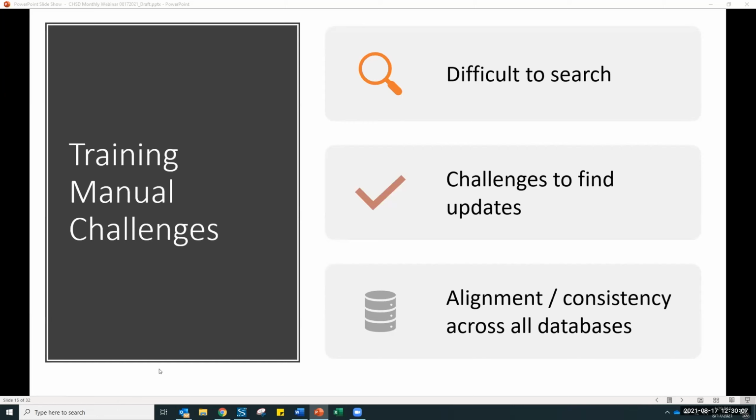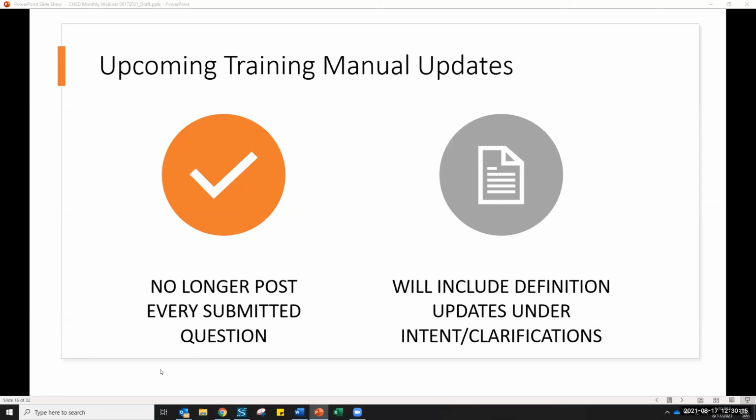We know that now is the time to look at what we can do to make the training manual work better for everybody. Next slide. We're no longer going to post every submitted question. The questions are often very detailed and specific to your center or to a specific patient, and that's not necessarily helpful to everyone at all centers. There's likely some piece in the meat of your question that is more applicable to everybody else, and that's what we're going to focus on, pulling out that meat.